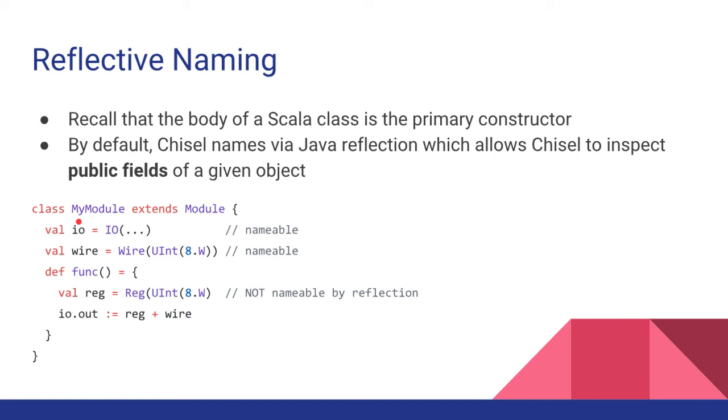And so what Chisel is able to do is introspect on this thing and see that we have a thing called io and a thing called wire. And that's how we're able to propagate those names into the Verilog.